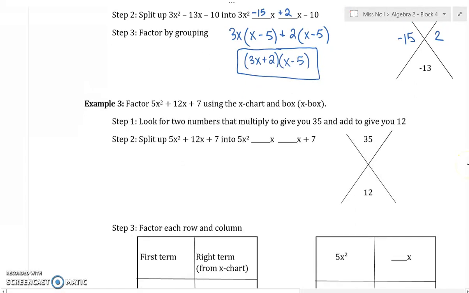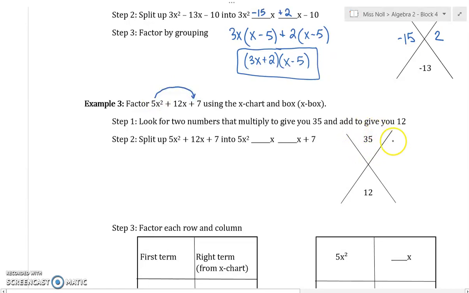Okay, one more. Next example, 5x squared plus 12x plus 7. So again, checking for GCF first, always. Don't see one. So next thing, I look for what the number is in front of the x squared term. And notice that it is a 5, so that is not 1. So I'm going to have to make sure that I multiply 5 times 7 to give me 35.